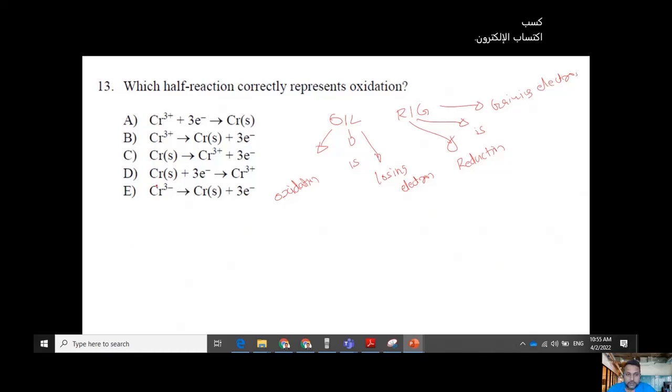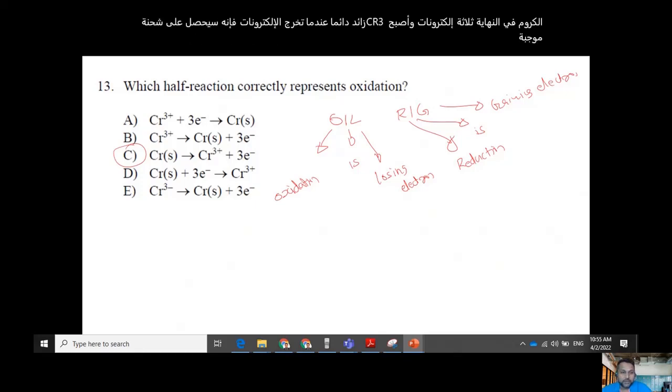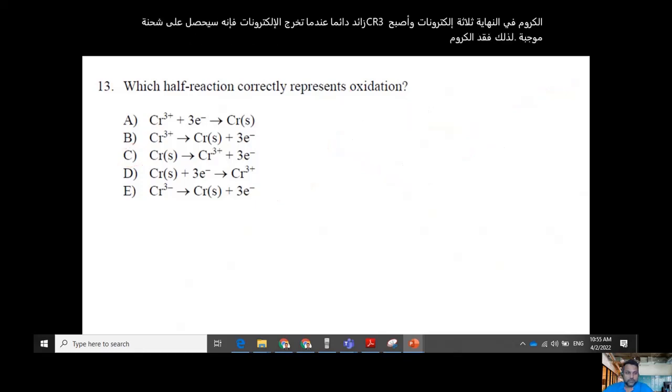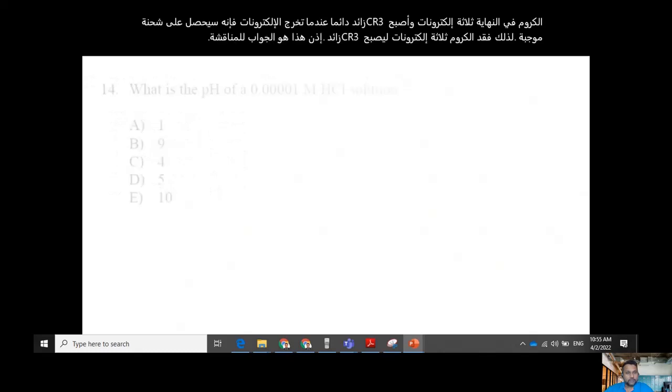So here you can just see this one. Chromium lost 3 electrons and became Cr3+. Always when electrons go out, it will get a positive charge. So chromium lost 3 electrons to become Cr3+. So this is the answer for this question. Let's see the next one.